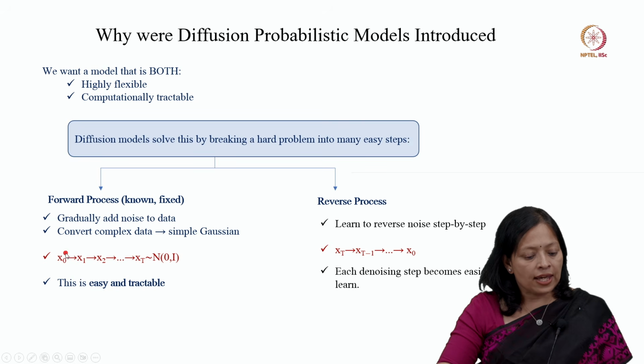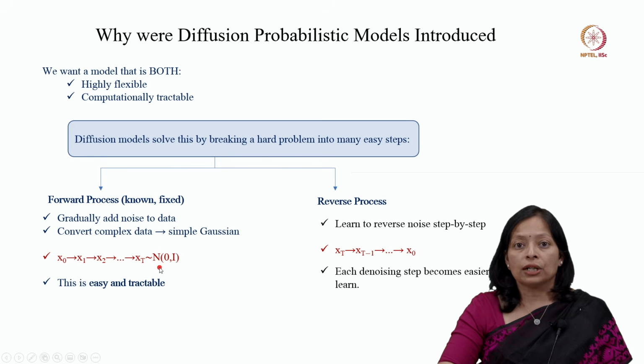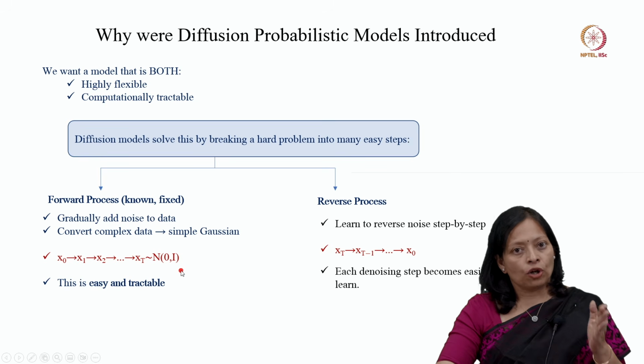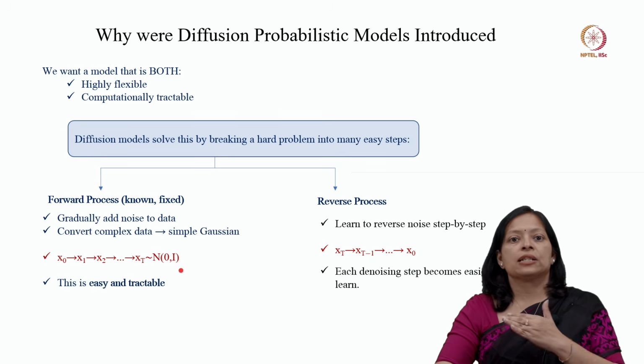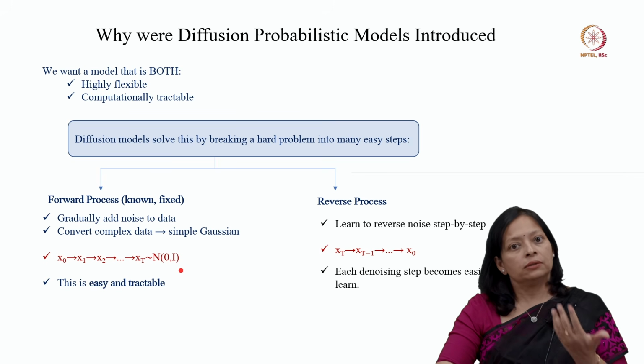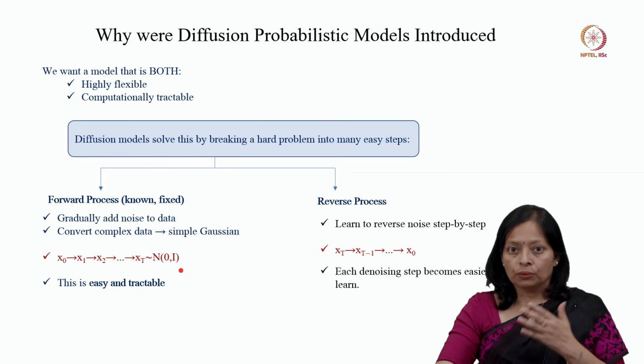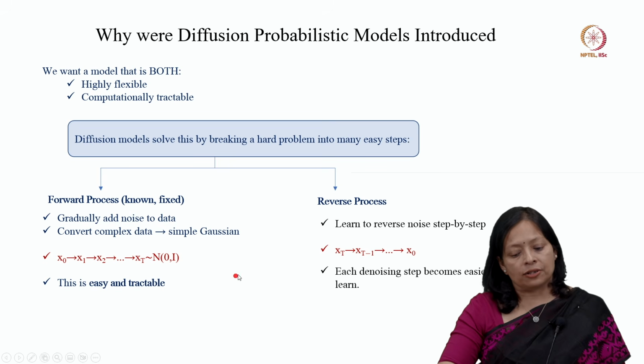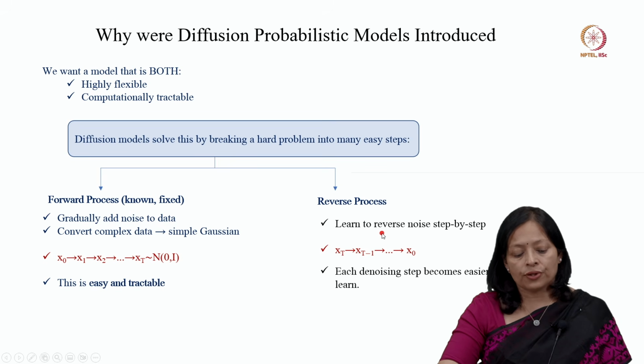So, it goes like this: if x0 is your input image, it goes through a number of steps x1, x2, x3, up to xT, where capital T is the final step, and then xT belongs to a Gaussian distribution. So, we are changing the complex data to something which is Gaussian and mathematically simple to work with. This is easy and tractable, whereas the reverse diffusion process, or reverse process, is the place where the learning happens.